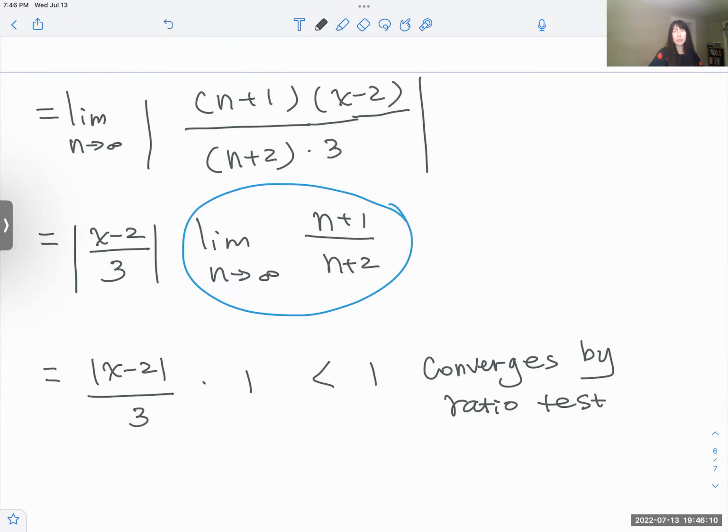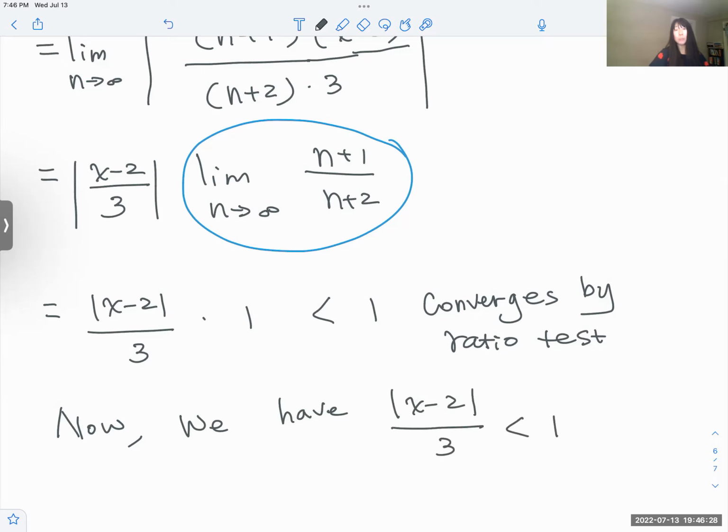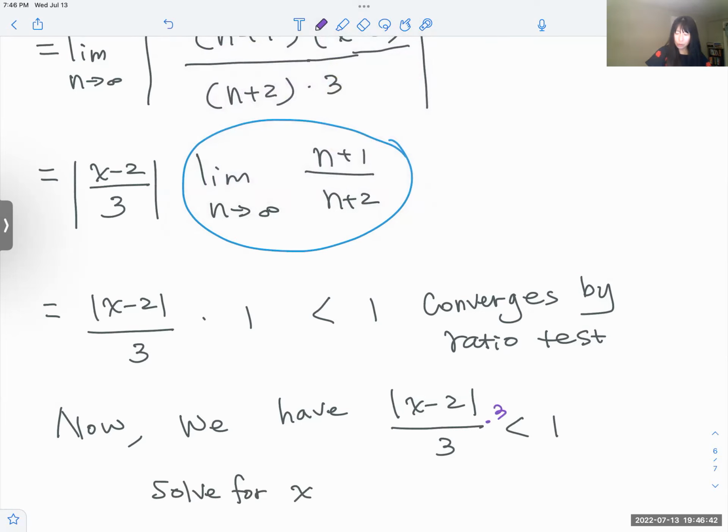Now we're going to work the left side of the inequality. So we have |x minus 2| over 3 less than 1, because times 1 doesn't do anything, right? Now we're going to solve for x. A little algebra works, so we multiply by 3. So we have |x minus 2| less than 3, right?